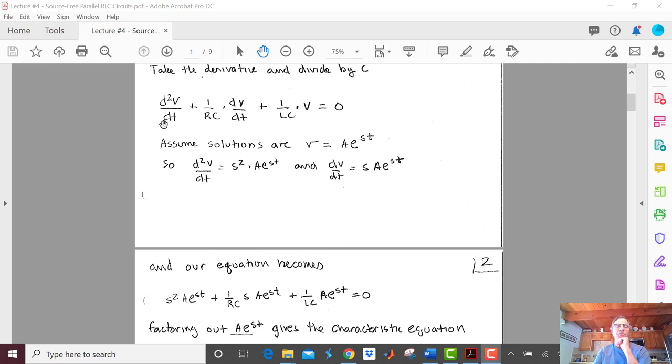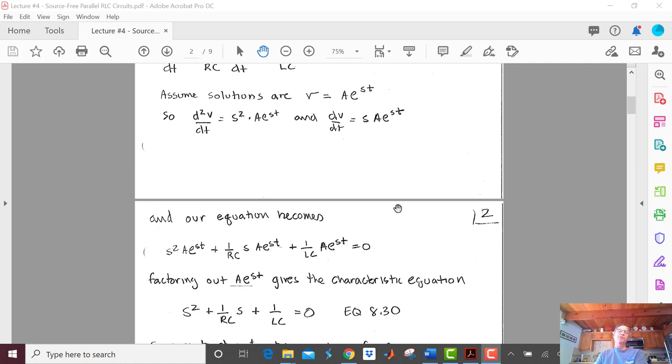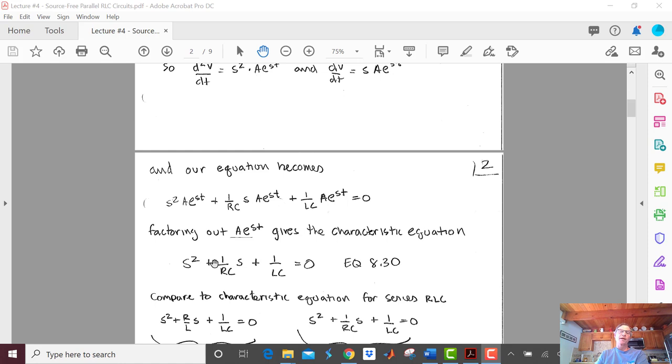Here it is with our substitutions. This differential equation becomes this algebraic equation. Life's getting easier when we go from calculus to algebra. So what I can see here is that I can factor out an e to the st from both sides, and that leaves me with s squared plus 1 over RC times s plus 1 over LC equals 0, and that is the equation that is given in your book. So this equation describes the vibrational modes of that circuit.